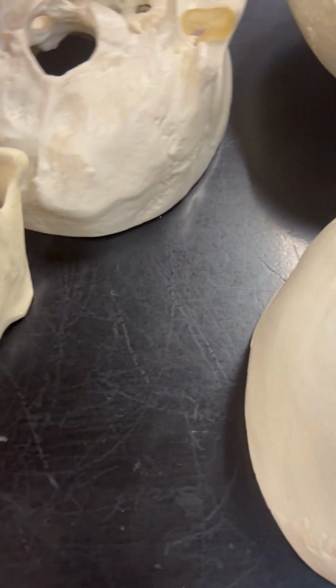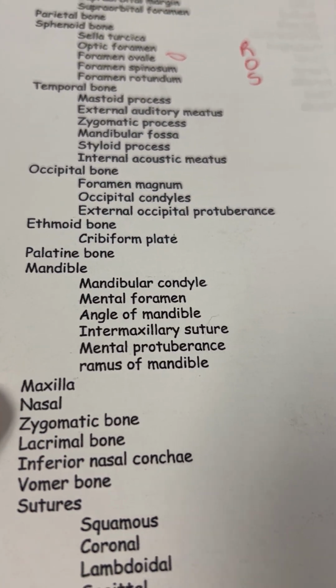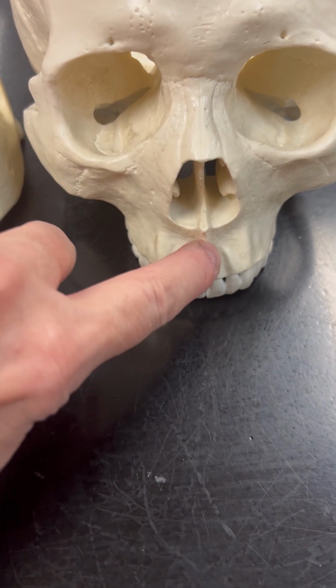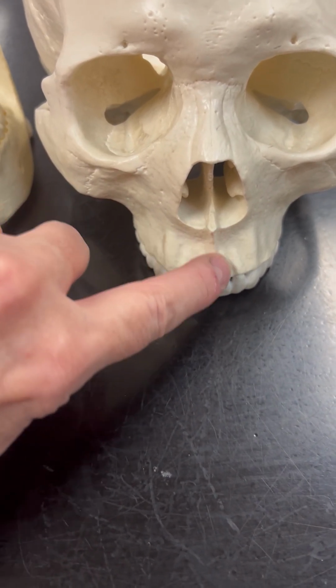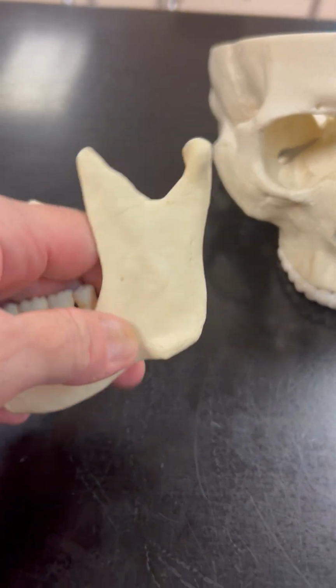Okay, now I made a mistake, guys. The intermaxillary suture should not be under the mandible. See how it is? It is here. It should be under the maxilla, and I made a mistake. The intermaxillary suture is here. That's why I couldn't find it, because it's on the maxilla. Duh. Okay, going back to the mandible. Sorry about that, guys. It happens.